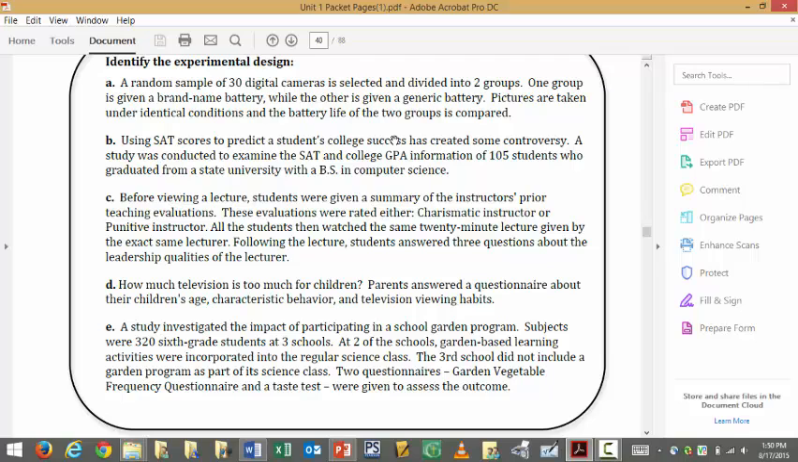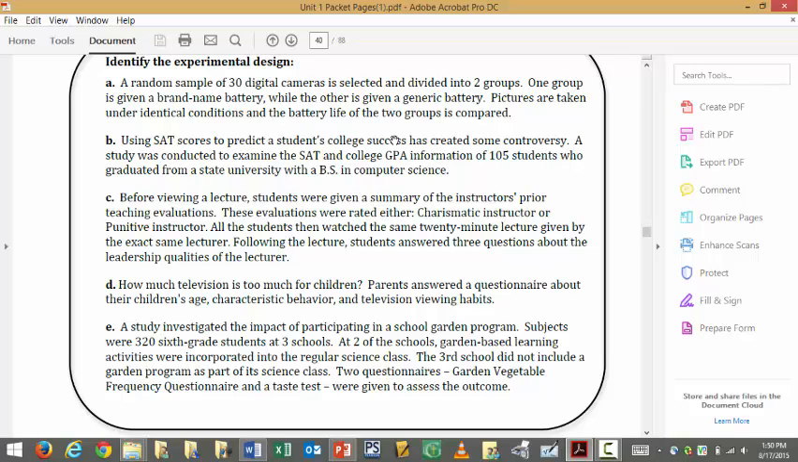Part D: how much television is too much for kids? Parents answered a questionnaire about their children's age, characteristics, and then television viewing habits. That's pretty much a survey. That's a survey written all over it, right? It's talking about a questionnaire. There's no kind of treatments. There's no kind of observation of previously collected data. That's a survey in D.